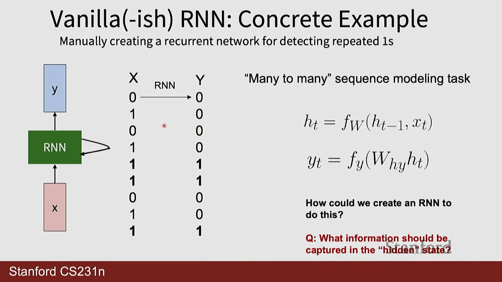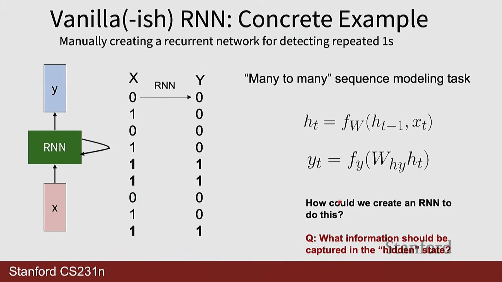So you can see this input sequence coming in: 0, 1, 0, 1. So far there have been no repeated 1s, but now we have a repeated 1, then we have another repeated 1 because there are 2 in a row here, and so on. So this is the type of model we're building. It's trying to do this task. This is specifically the many-to-many sequence modeling task, where we have one output for every input.